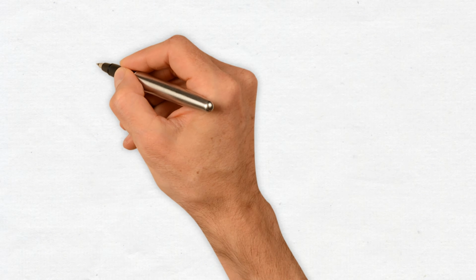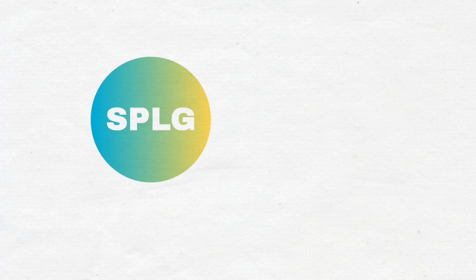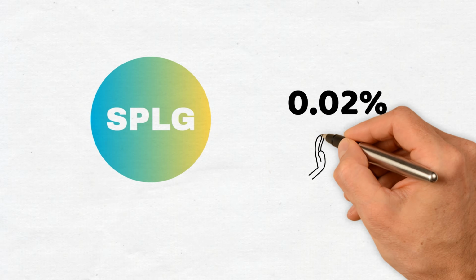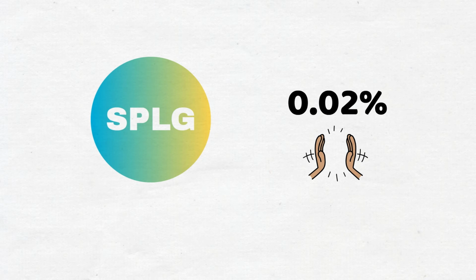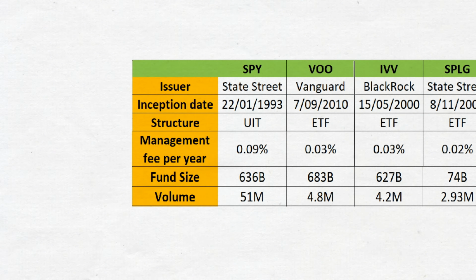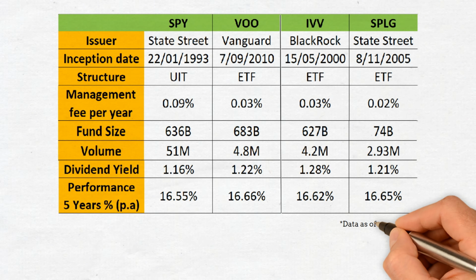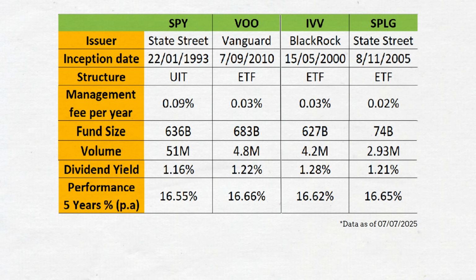State Street recognized this, which is why in 2017, they restructured SPLG, switching it from tracking the Russell 1000 to tracking the S&P 500 and cutting its fee to 0.02% to directly compete with VOO and IVV, aiming to attract long-term investors. Finally, let's examine dividends and performance. Since they all track the same index, their returns are almost identical.